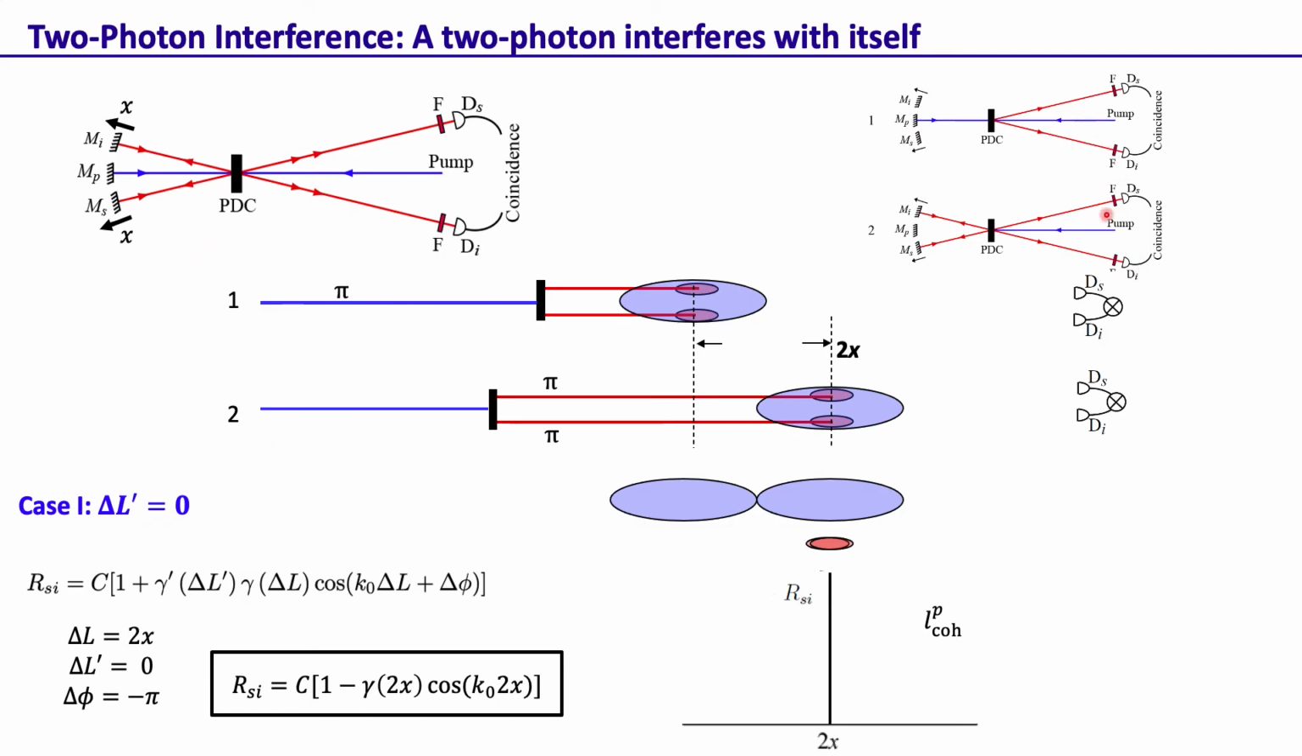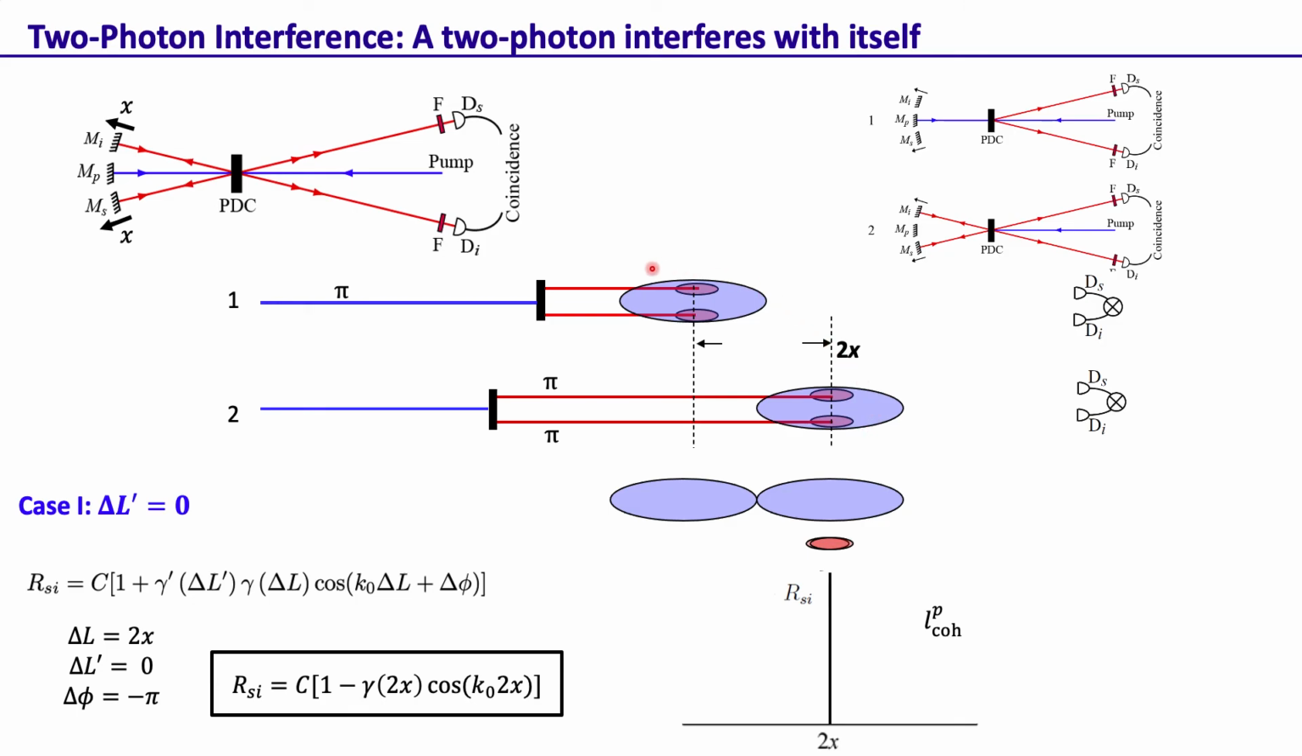So in this setup we have these two alternative pathways, and let's imagine that in the balance position all these distances are equal. That means the distance of the pump mirror, signal and idler mirrors are equal. Now from that position, if we start moving the idler and the signal mirrors by amount x in the same direction, then we can show through this two photon path diagram that delta L in this case is twice x, delta L prime is 0, no asymmetry, and delta phi is pi. And so in this case the coincidence count is just 1 minus gamma of twice x cosine k naught twice x.